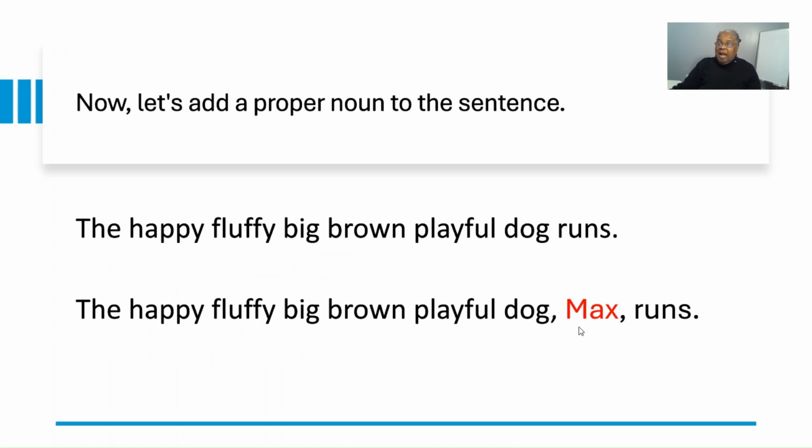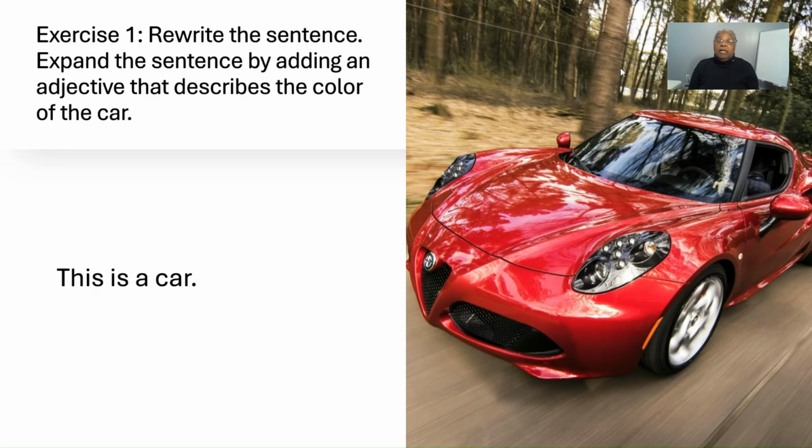The name that has been chosen is Max. The name Max is the special name for the dog, therefore, it's a proper noun. Let's read the sentence together. The happy, fluffy, big, brown, playful dog Max runs. Great job. Now, let us do exercises 1 through 6 to test our understanding about what we have learned.